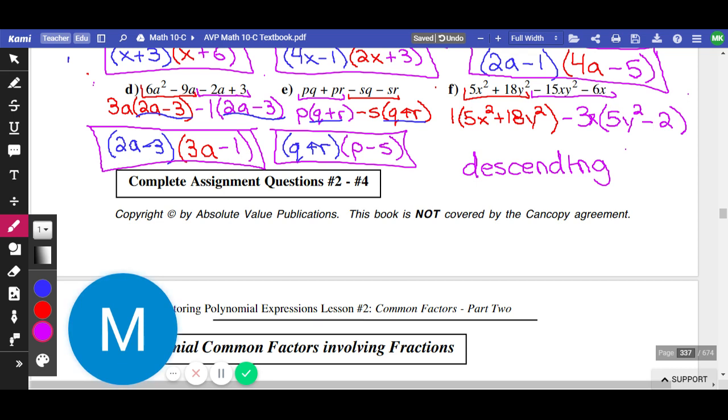To do grouping method, you have to be in descending powers, like descending order. Meaning that your highest exponent, which is x squared, should be followed by your next highest x exponent. If you look at 18y squared, there's no x's there. That would be x to the power of 0. If you look at this one, this has an x to the power of 1. This should have been the next term in line. It wasn't in descending order, which it needs to be to work.